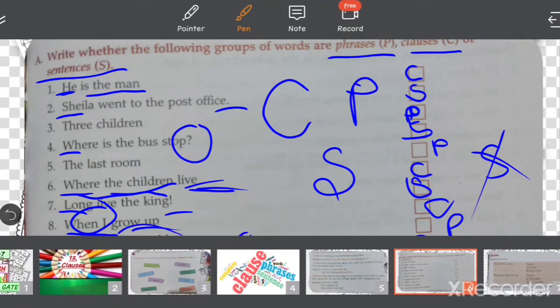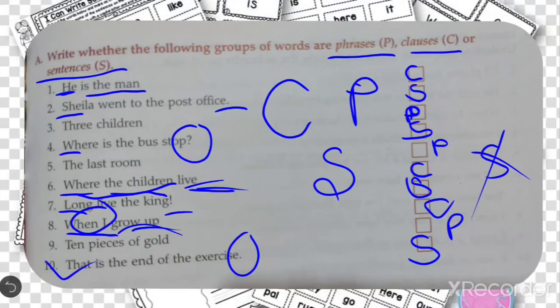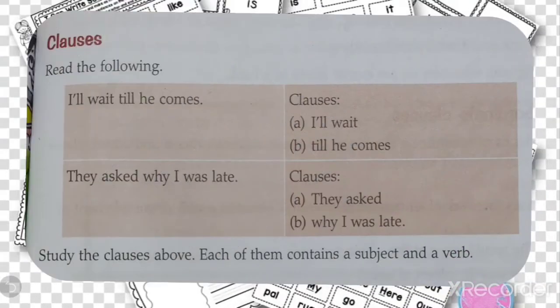Now we'll move to clauses. We have learned phrases and sentences so that we will not get confused while learning clauses. Now we'll move to our main point: what is a clause? Now look at clauses here.